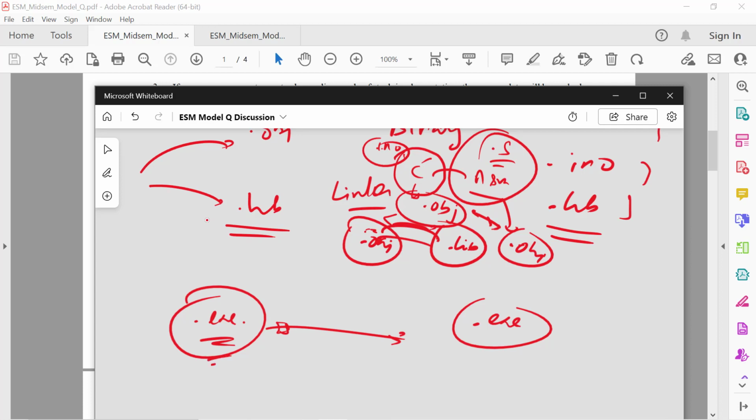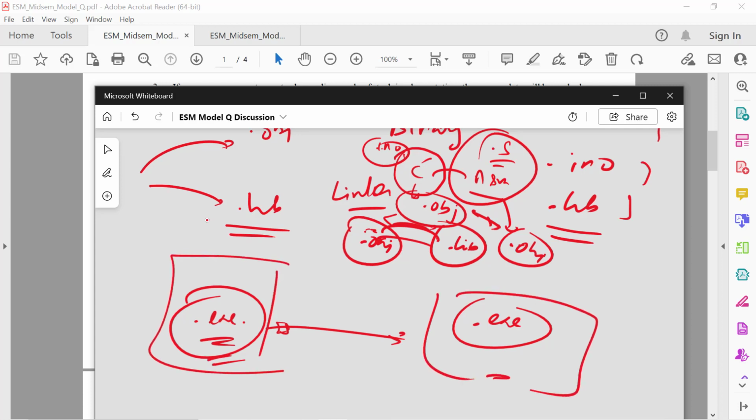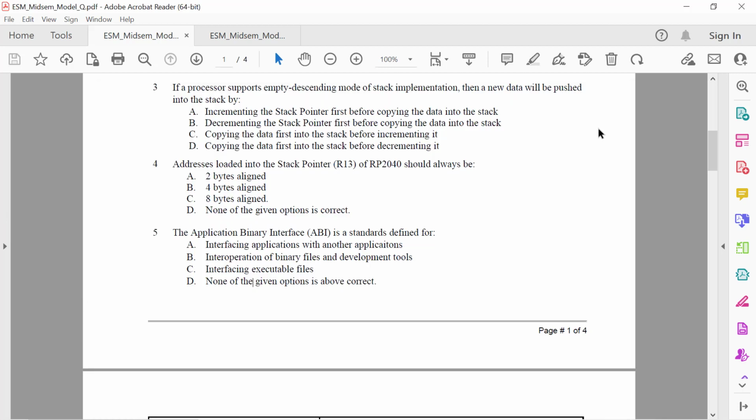Okay, exe files are different. They are running as separate processes in the system. They may have some interfaces with the dynamic link library and all that, but we are not going into those details. So this is not the right option. And then interfacing applications is another option. Two executable file interfacing and two application interfacing is the same, but we are not talking about a browser talking to another browser or something like that. We are talking about two binary files and the development tools talking to each other.